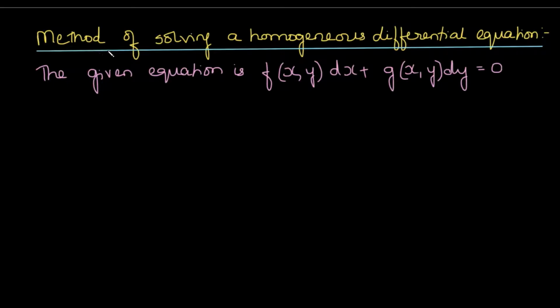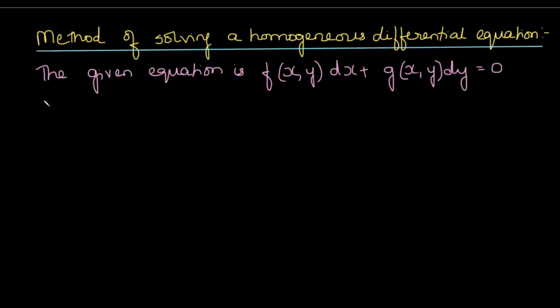So let us go through the method of solving a homogeneous differential equation now. Remember, solving any differential equation means removing dx and dy and getting a proper equation. For example, the given equation is f(x,y) dx plus g(x,y) dy is equal to 0. Now there are various steps to be used and these steps are going to be more or less the same for all the sums that we are going to do.